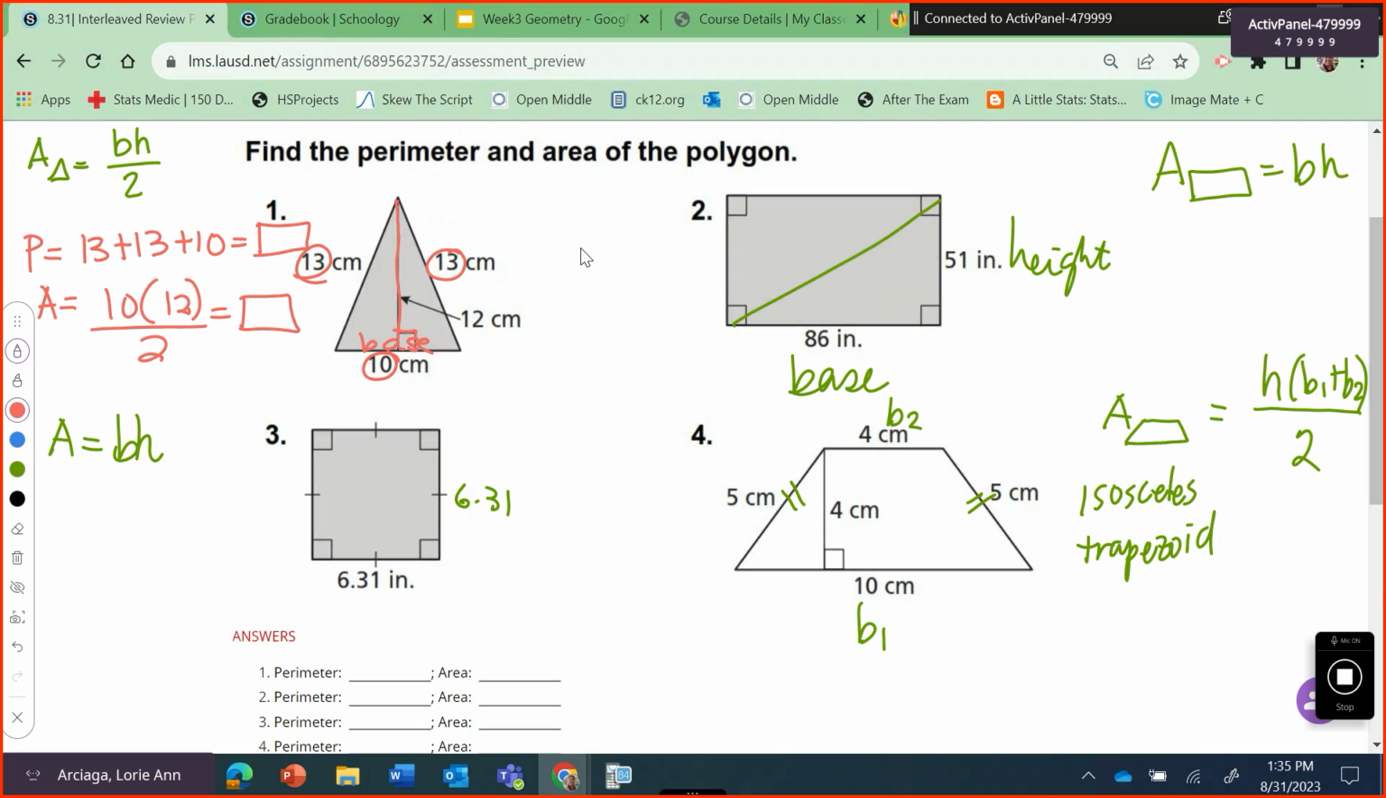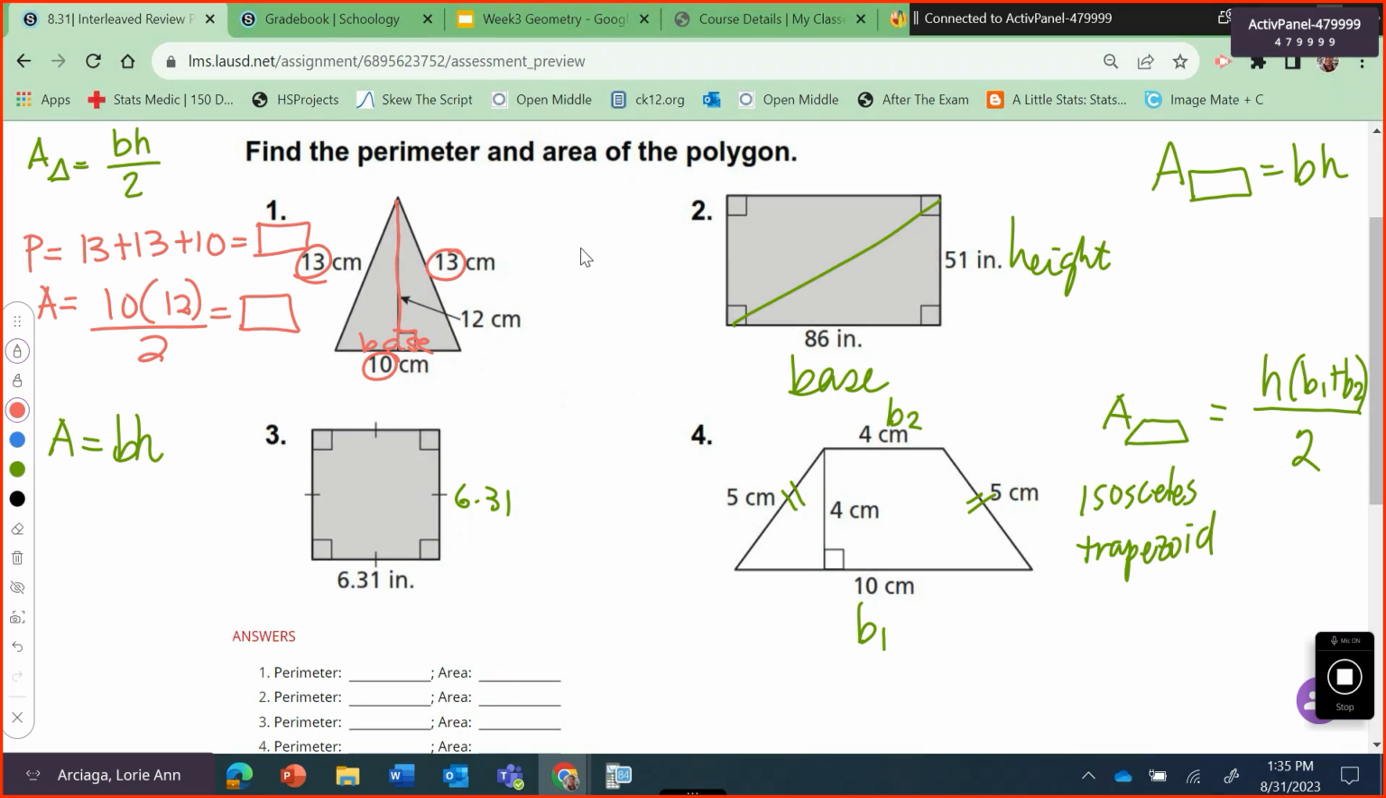Okay, wait 30 seconds. Yes, dear. For number 2, what about number 2? When finding the perimeter, you add the 51 and 86. Yeah, we'll add these up, right? But then divide this by 2? No, don't divide by 2 because it's a whole rectangle.